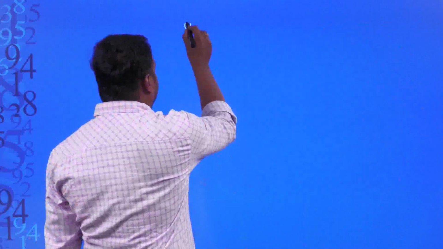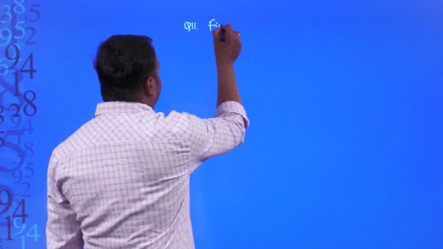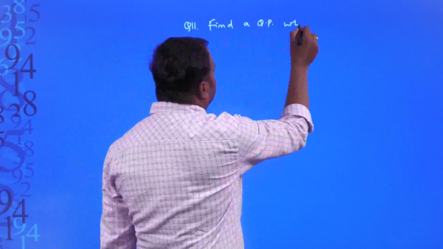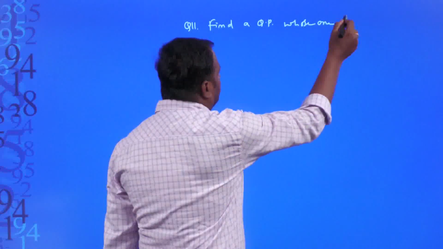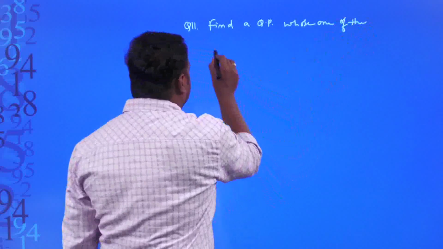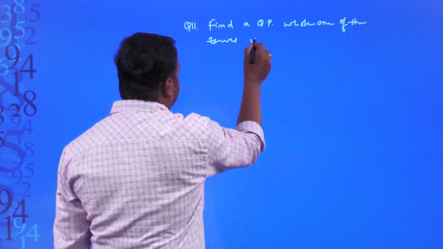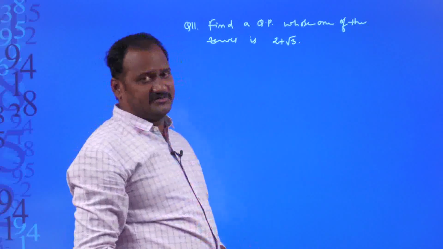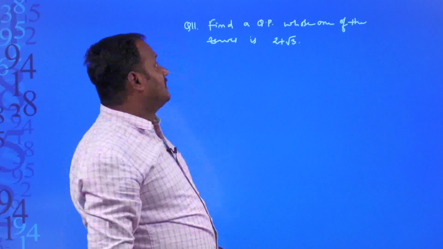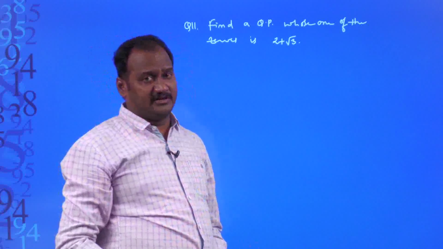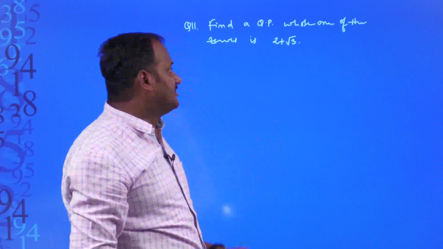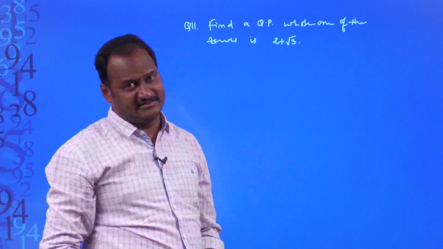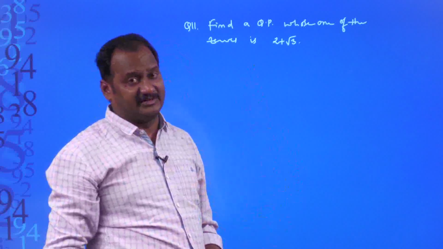For example, find a quadratic polynomial whose one of the zeros is 2 plus root 3. So, 2 plus root 3 is one of the zeros. Now, I am going to figure out what the quadratic polynomial is when one zero is given. But see here, one zero is 2 plus root 3, then the other zero is obviously its conjugate, okay, because it is an irrational number.